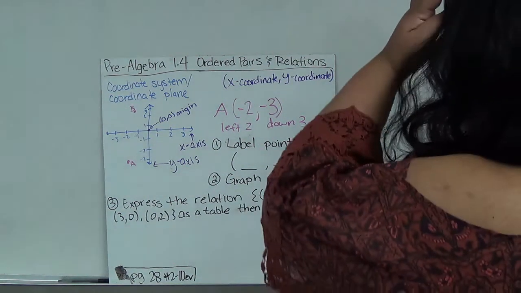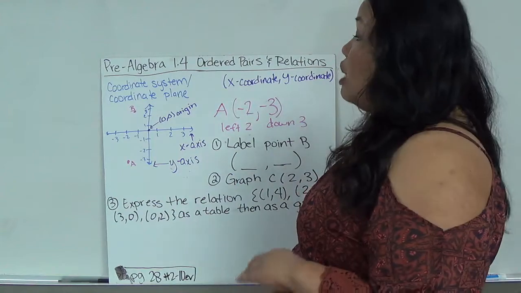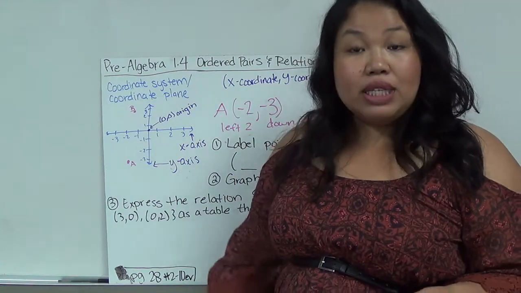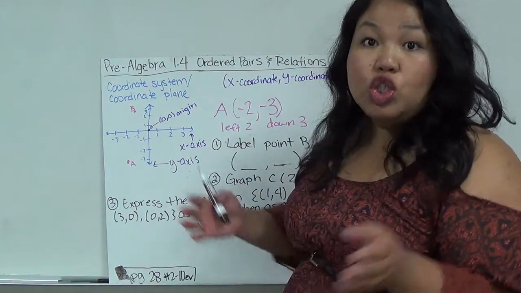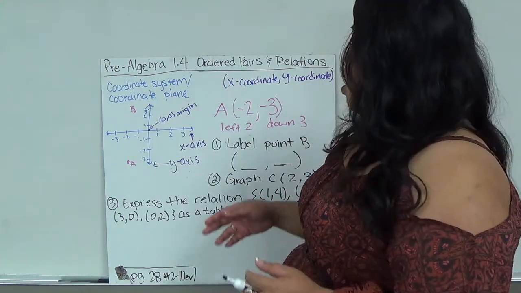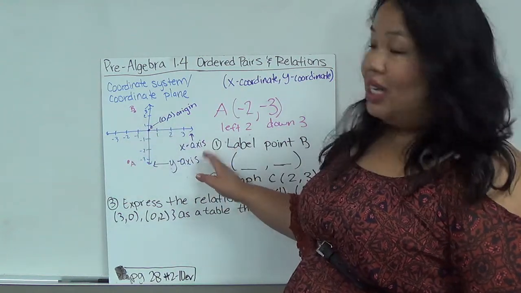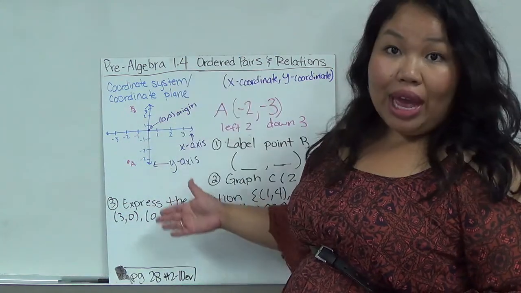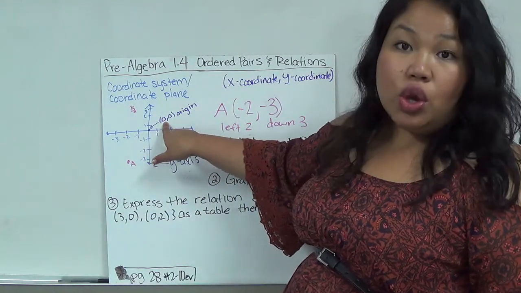In pre-algebra 1.4, we're dealing with ordered pairs and relationships. Now, some of you guys have done graphing and some of you haven't, but basically a graph is a coordinate system which has two dimensions, so two number lines put together. We have the one that goes left and right, which is my x-axis, and then up and down, which is my y-axis. And where they cross is 0, 0, which is the origin point.